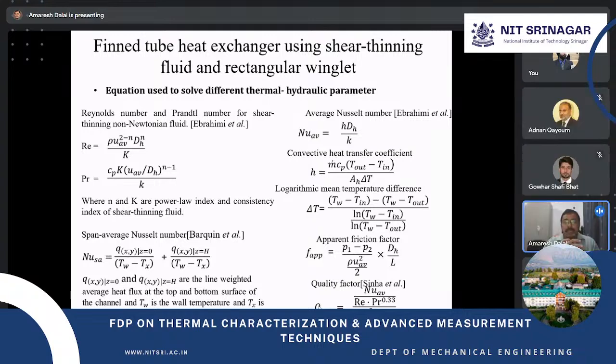We are using non-Newtonian fluid. So the governing equations will have some changes, and we have used ANSYS Fluent for this simulation. This is the Reynolds number definition for non-Newtonian fluid, where n is the power law index and k is the consistency index for shear thinning fluid. And Nusselt number we calculated as h Dh by k, and h is calculated like this. The friction factor we have calculated, and the quality factor we have defined as Nusselt number by Reynolds number Prandtl number to the power 1/3, which is your Colburn j factor, divided by f by 8. That way we calculated the quality factor from post processing of the results.